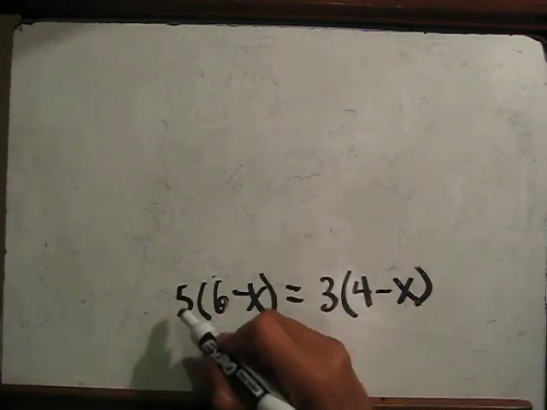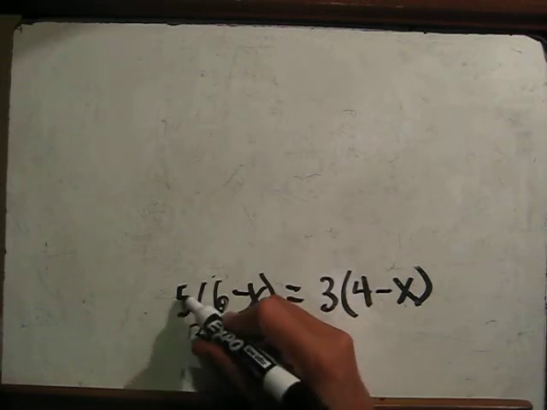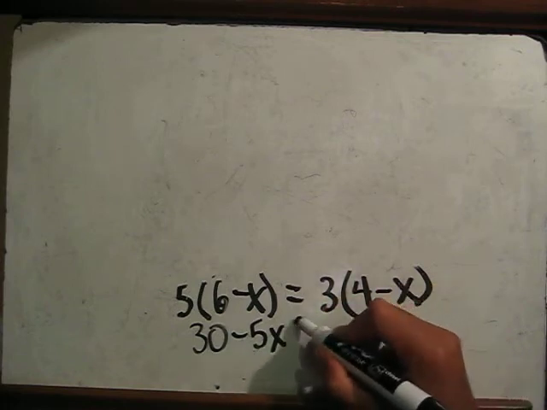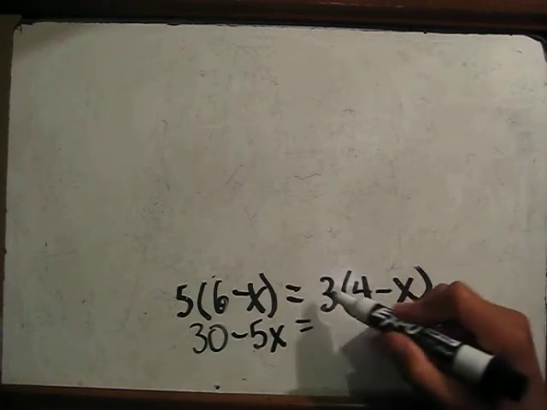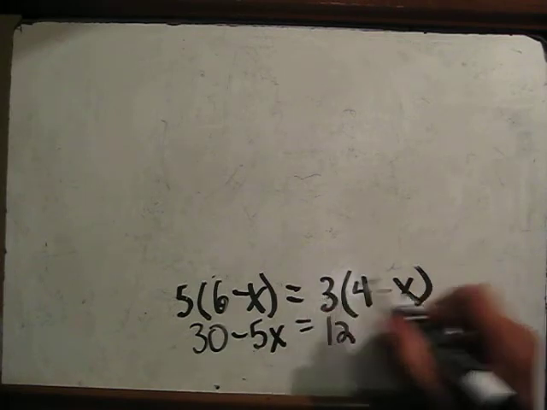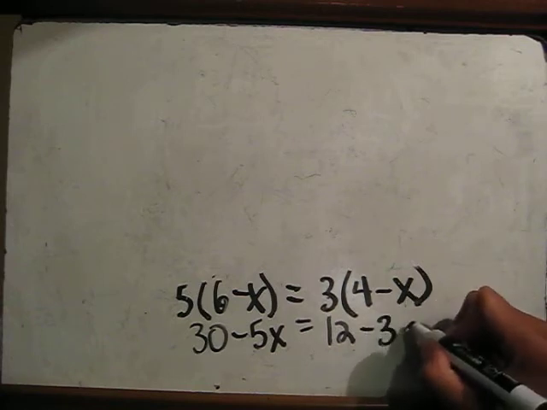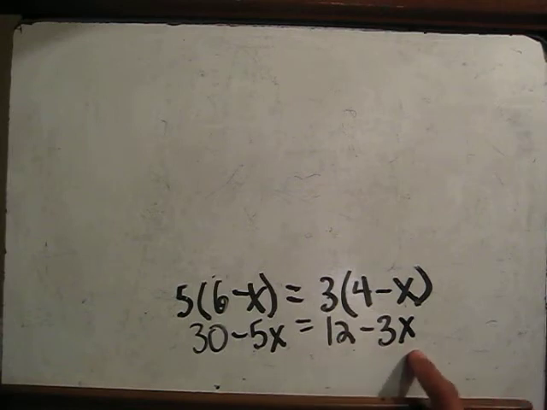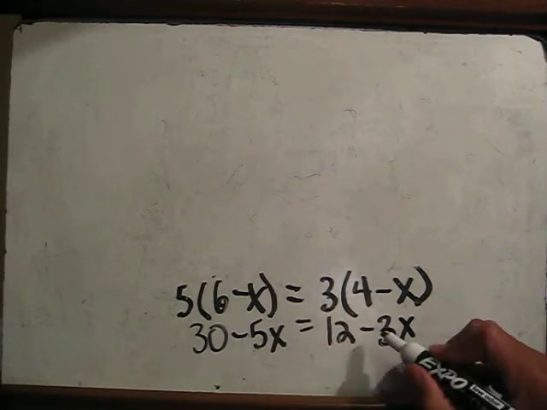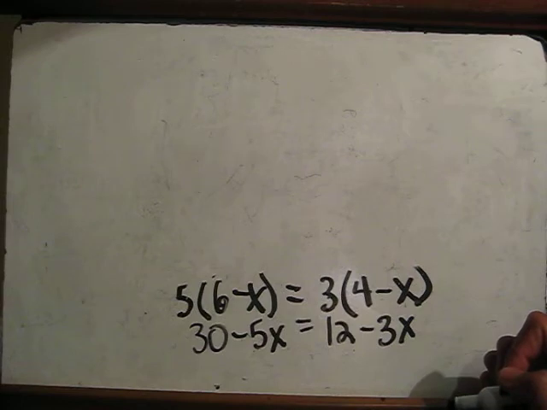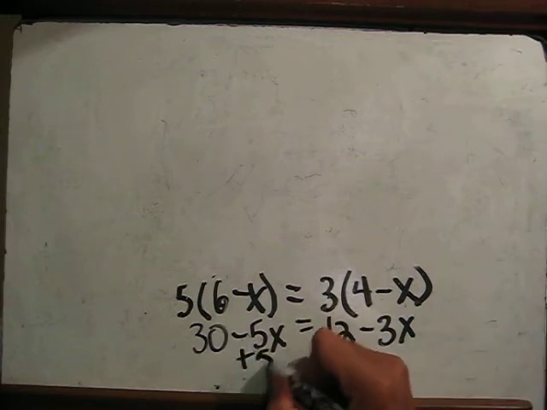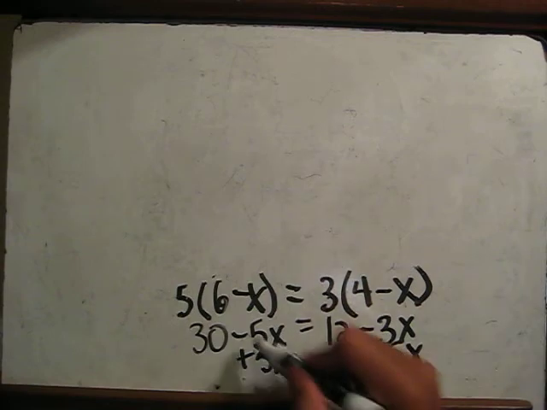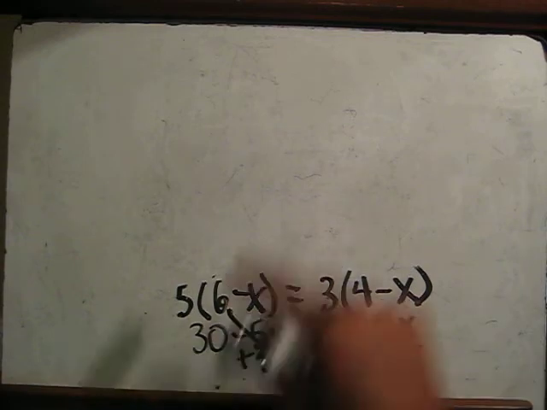So let's go ahead and do that. So 5 times 6 is 30. 5 times negative x is negative 5x. Okay, let's distribute this. 3 times 4 is 12. 3 times negative x is negative 3x. Okay, now we have variables on both sides of the equation. So I'm going to maybe add 5x on both sides. 5x on both sides. Gets rid of that. I'm going to move this up here.